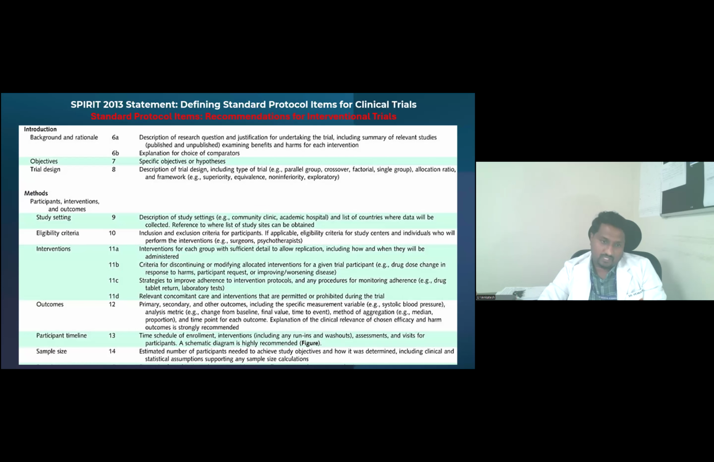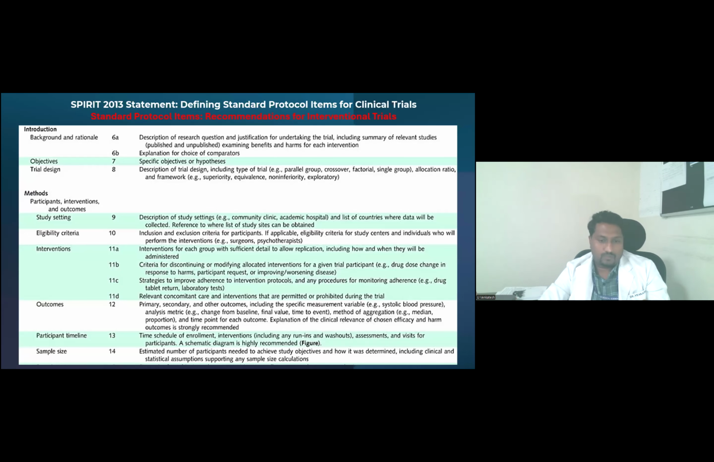Then comes the intervention. As far as the intervention is concerned, if you go to the EQUATOR Network, there are various checklists available specifically for reporting the intervention. You need to report the intervention in the particular checklist. As you can see here, item 11A is the intervention for each group with sufficient details to allow replication. So in order to replicate the intervention, you need to have a detailed intervention in the proposal. I will introduce some of the tools for reporting intervention in the upcoming slides.